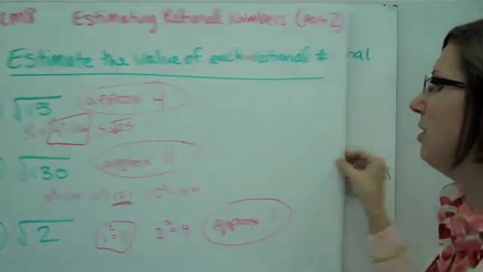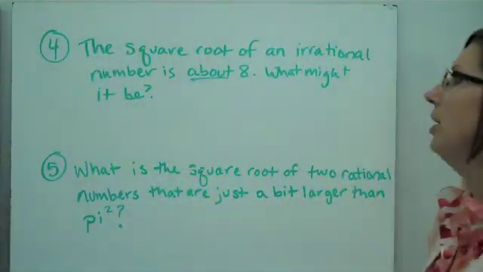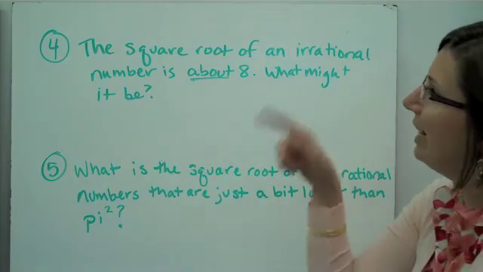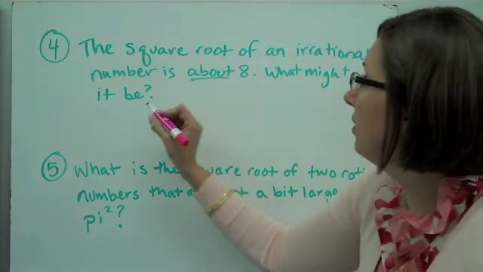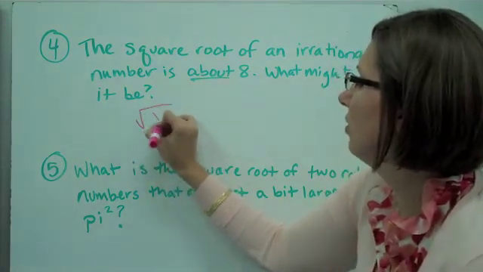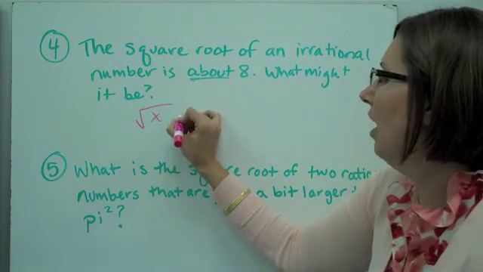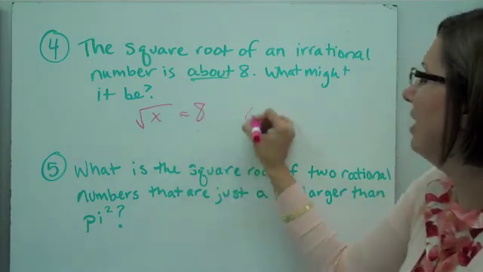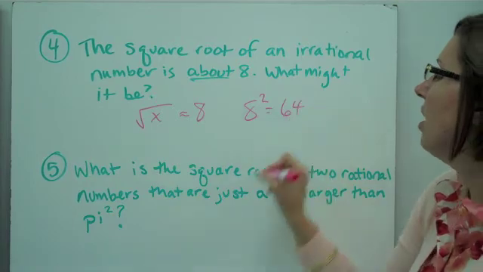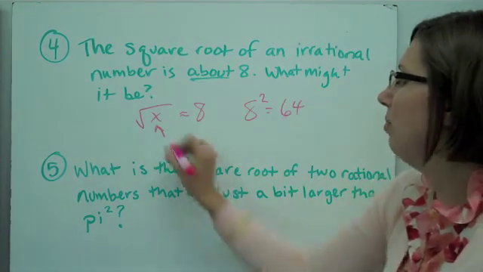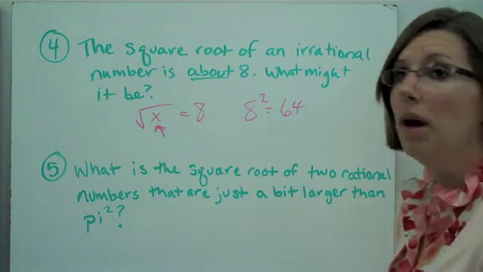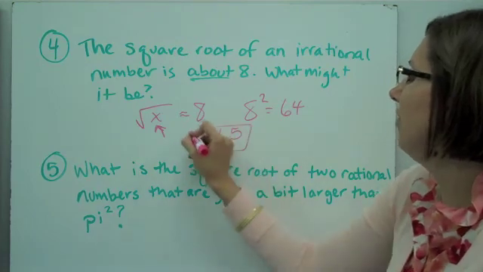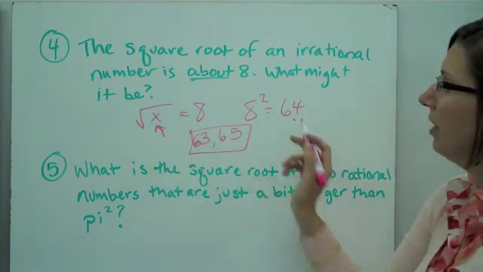You've got 2 more problems. They're thinking problems. Let's read them. The square root of an irrational number is about 8. What might it be? So the square root of something is about 8. What could it be? Well, I know 8 squared is 64. So my guess is that this number could be anything close to 64. It could be 63. It could be 65. It could be a variety of numbers that are very, very close to 64.